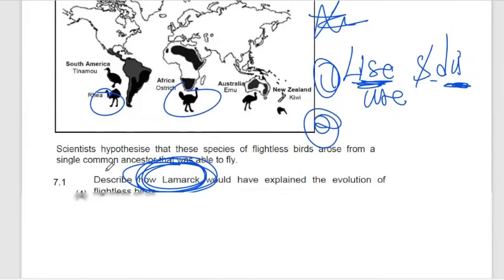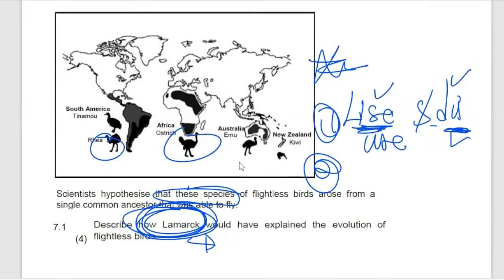So let's look at this. I hypothesize that species of flighted birds arose from a single common ancestor, which was able to fly. It means that he was able to fly, but now they are flightless. It means that they lost that ability of flying. Therefore, was it use or disuse? Definitely it's going to be disuse. Is it clear? So now we're going to say that maybe at the beginning, all birds were able to fly, because remember when you are talking about Lamarck's theory, there is no variation. All of them are the same. You understand? All the birds were able to fly. So now you talk about the disuse.